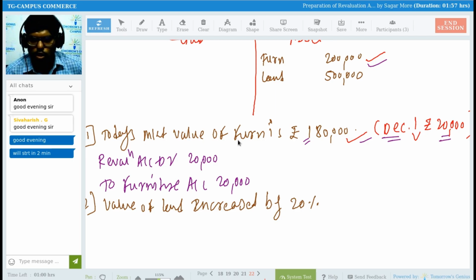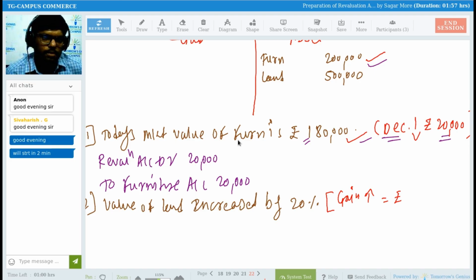First of all, is it a profit, a gain, or a loss for you? Gain. If value of land increased by 20%, it's a gain. How much is the gain? 1 lakh. How did you calculate? 5 lakhs multiplied by 20%. Right. So the amount is 1 lakh, which is absolutely correct.